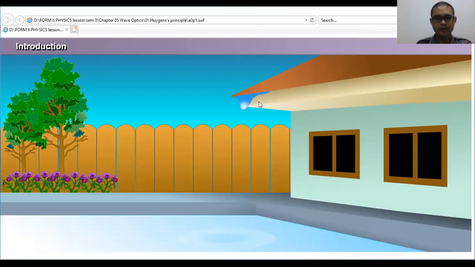Okay, let's go through the first slide. Please observe the water droplets that drop into the swimming pool or onto the surface of the water. From here, we can notice that a series of wave fronts is formed on the surface of the water.